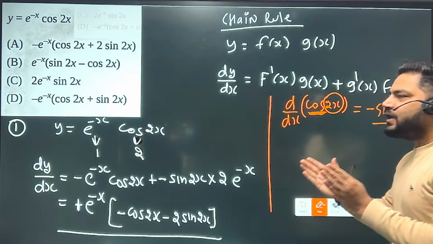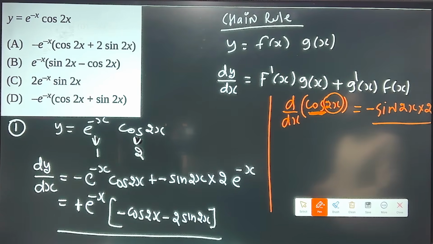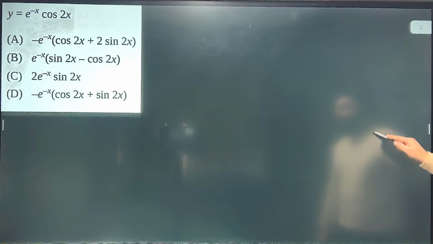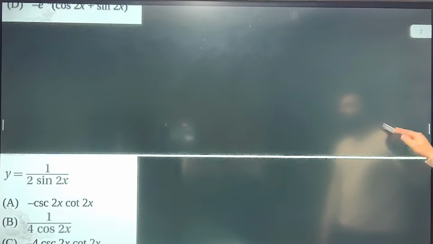So in this way we can easily solve the questions. I hope you have understood this question very well. If there is any doubt, you can comment in the class comment section after the class also. So this is the first question, and moving on to the second one.